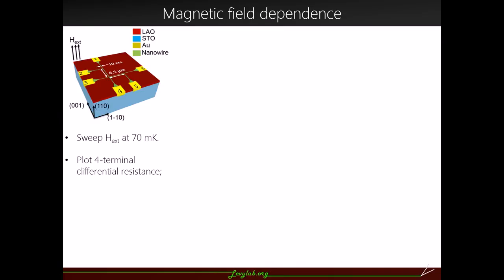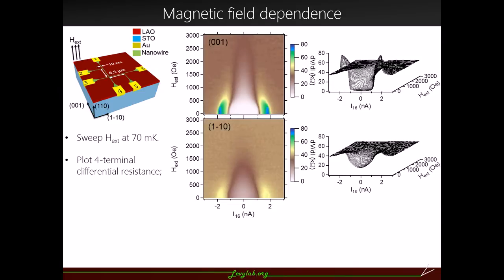So to look at the magnetic field dependence in more detail, we can fix the temperature at 70 mK and sweep the external magnetic field while measuring the 4-terminal differential resistance. Here we plot out the intensity graph of the 4-terminal differential resistance as a function of magnetic field and source bias. Again, we see the two superconductivity domes, and we can clearly see the upper critical field is different for the 001 and 1-10 cases.